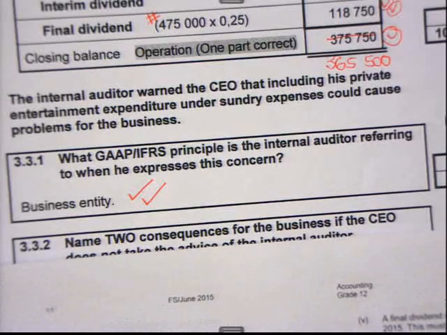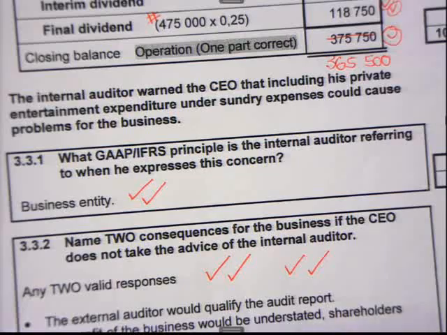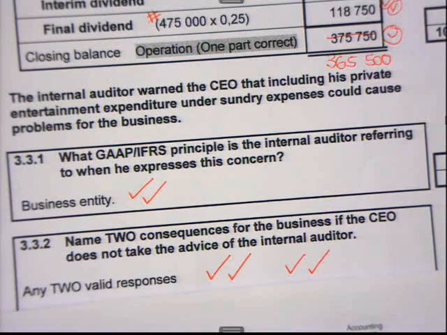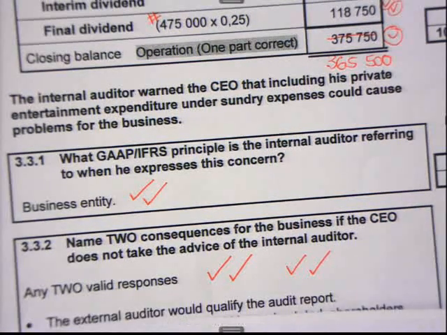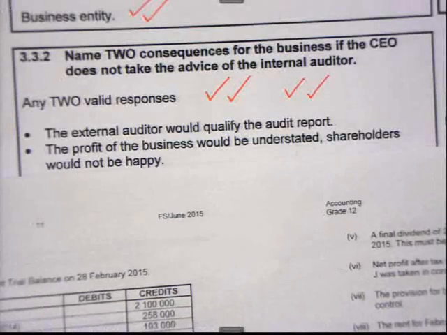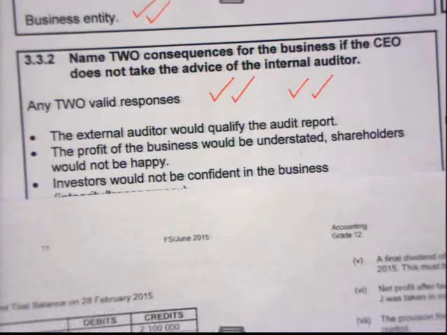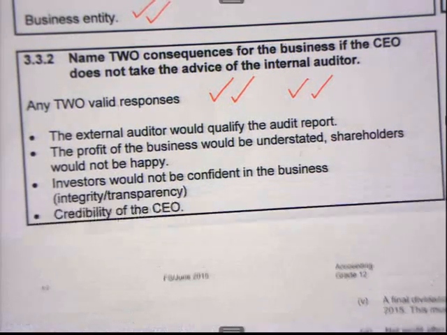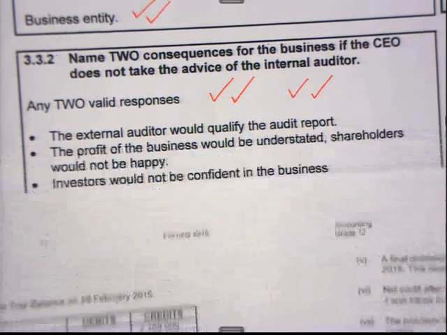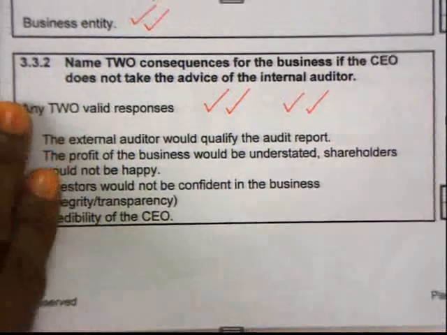Name 2 consequences for the business if the CEO does not take the advice of the internal auditor. Right, now we can use any 2 for 4 marks. The external auditor would qualify the audit report. Right? The profit of the business would be overstated, or shareholders would not be happy. Investors would not be confident in the business, right? So any of those, or you can also say credibility of the CEO would be questioned, for 4 marks. And the last question, right?